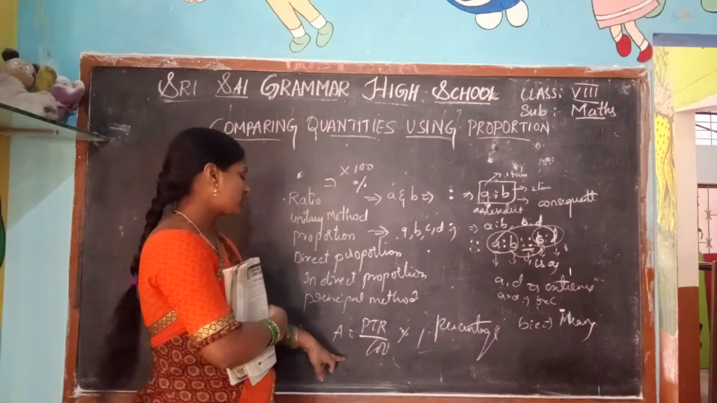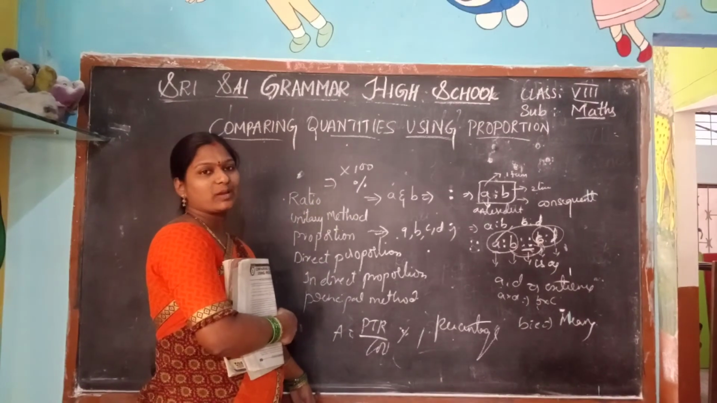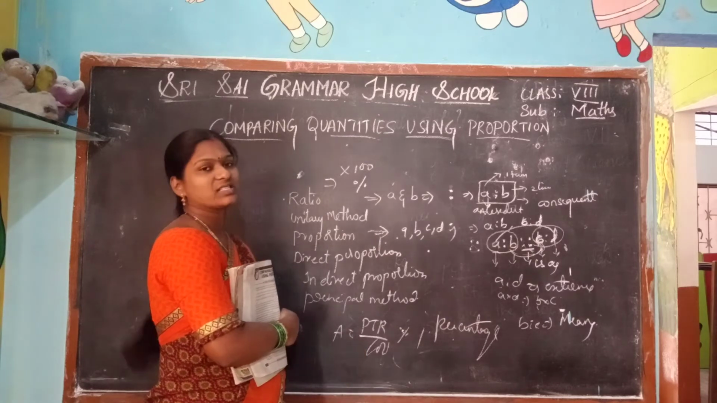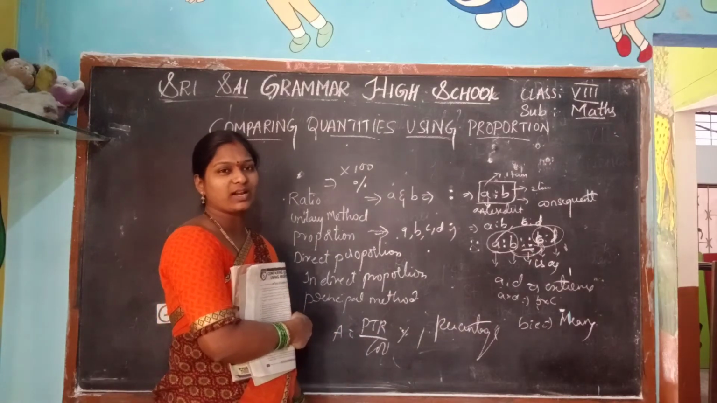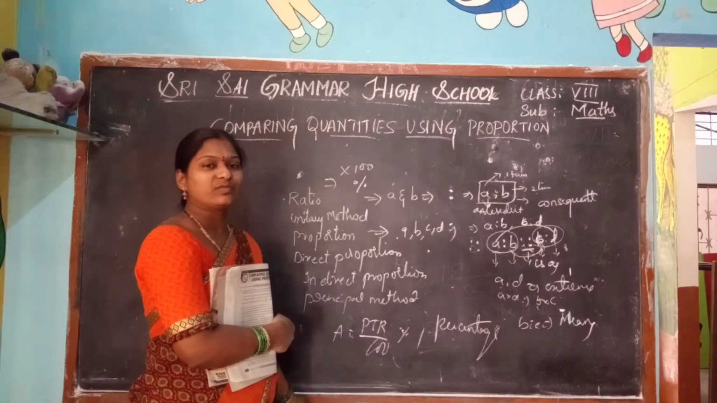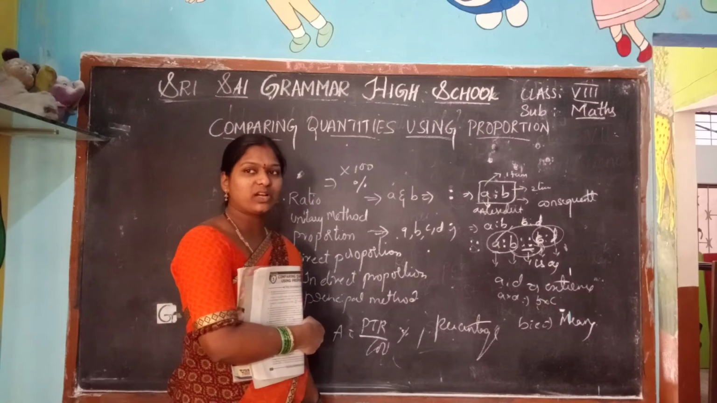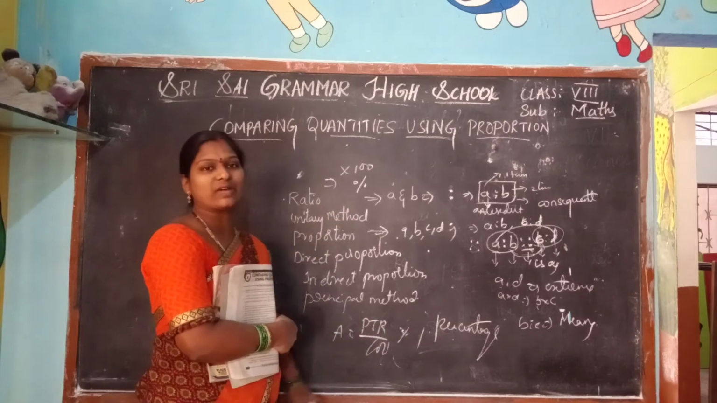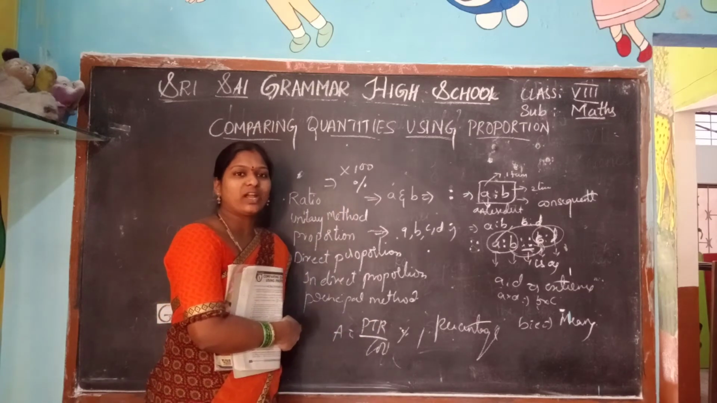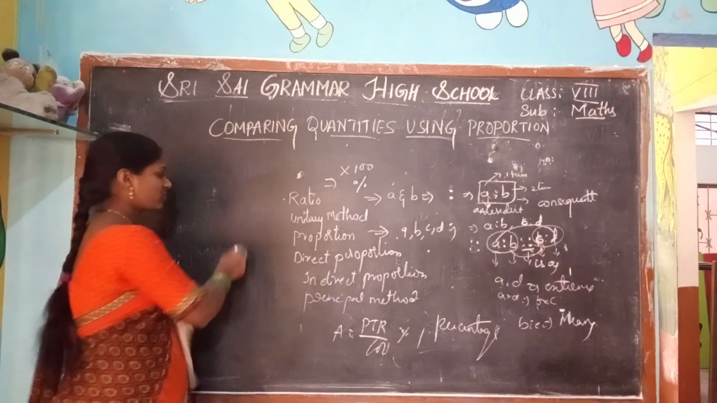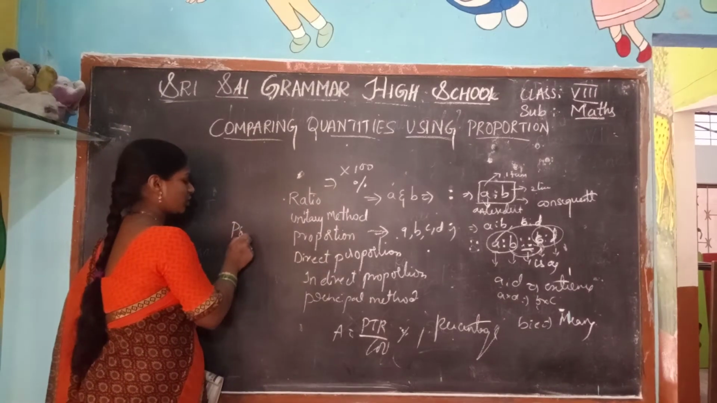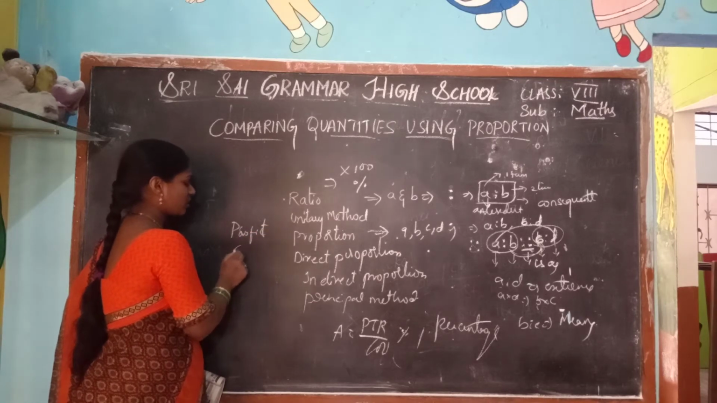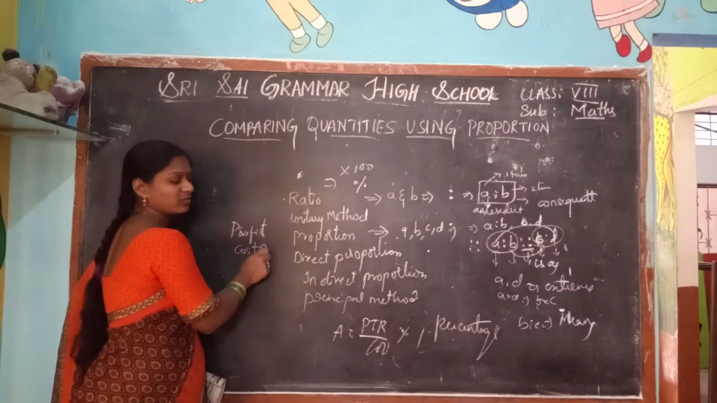Okay. And also the amount PTR by 100. The principal method PTR by 100, where P is called principal, T is called time, and R is called rate, which is going to be multiplied with the given percentage. Before that, we have to know the profit price and also the cost price.